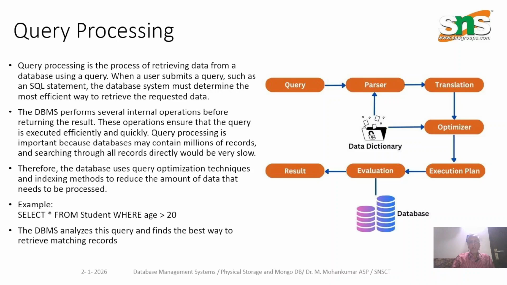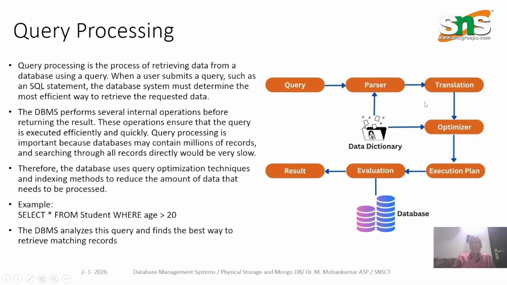Therefore the database uses query optimization techniques. We implement query optimization techniques and indexing methods to reduce the amount of data that needs to be processed. Let us take an example: select star from student where age greater than 20. The DBMS analyzes this query and finds the best way to retrieve the matching records.